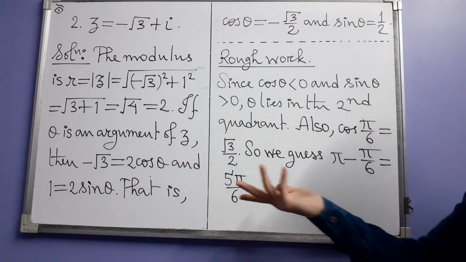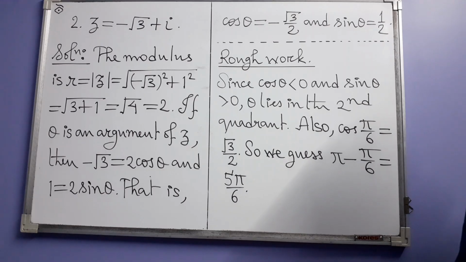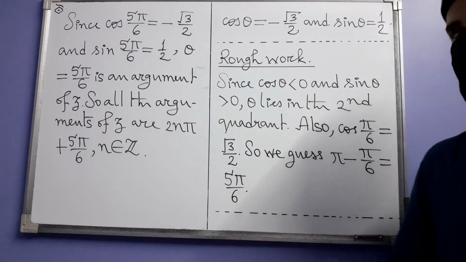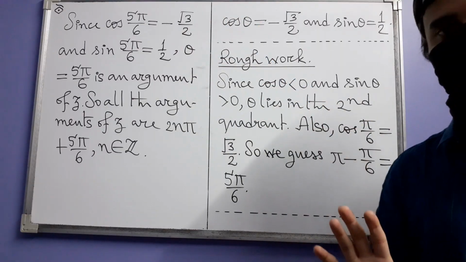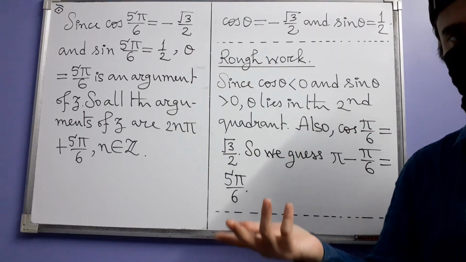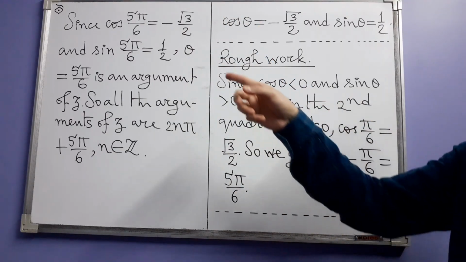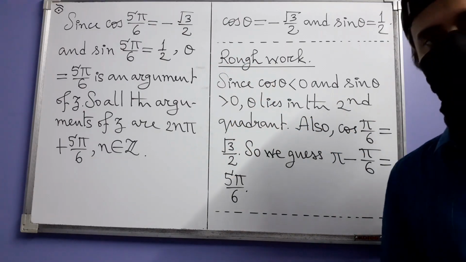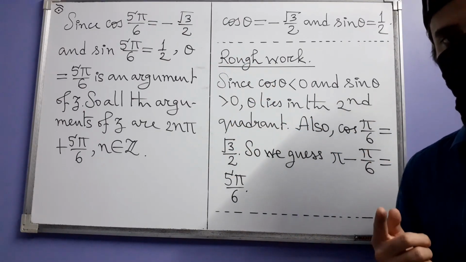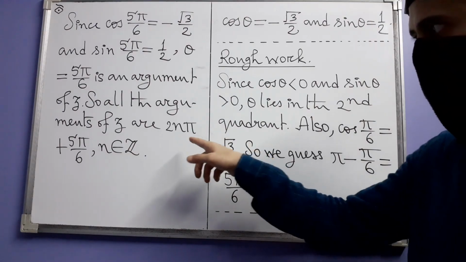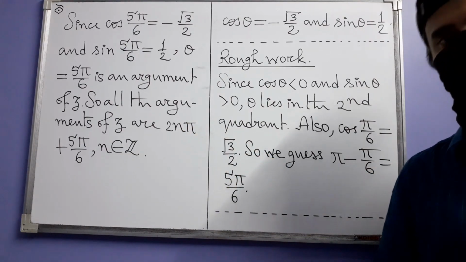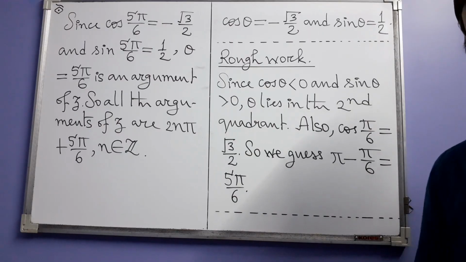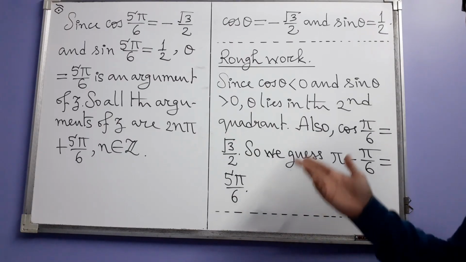So we just proceed to write the solution and complete it. Okay, so that is the solution. Because cos 5 pi over 6 is minus root 3 over 2 and sin 5 pi over 6 is 1 over 2, 5 pi over 6 is one value of theta. It is one argument. So all the arguments are obtained by adding integer multiples of 2 pi to that. And that's it. These are all the arguments, and the modulus is 2.